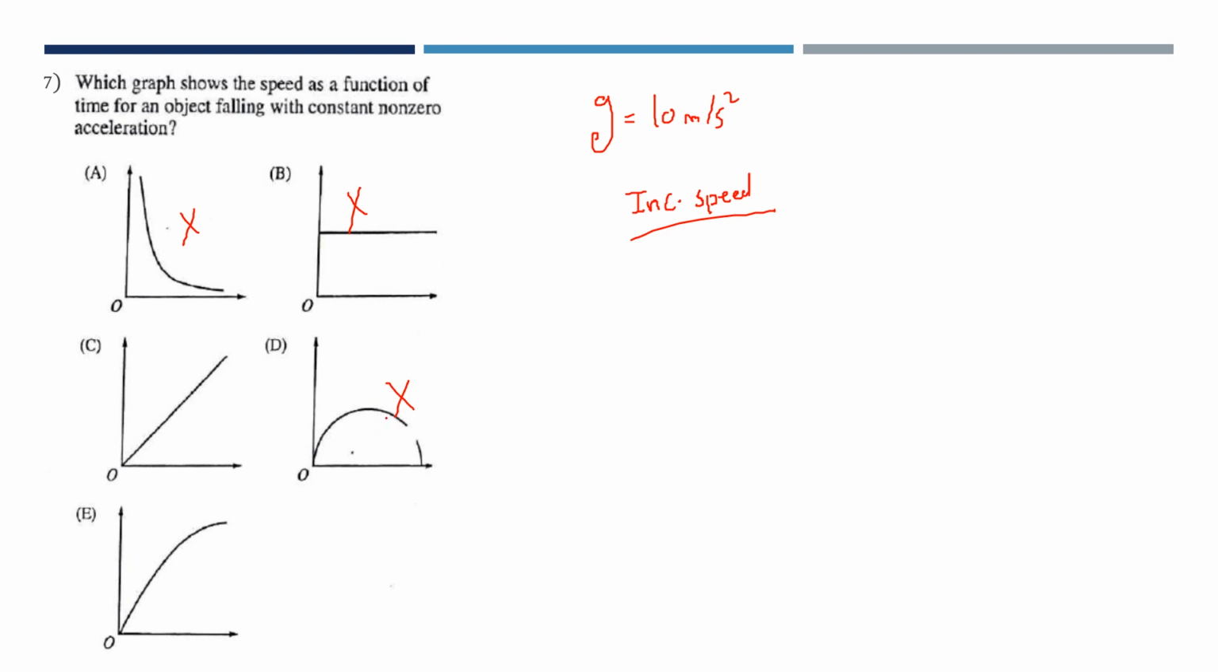C or E, which graph has a constant acceleration? Constant acceleration means constant slope for the speed-time graph. Constant slope goes definitely for the straight line. So choice C is the correct answer. What about choice E? Choice E has a variable slope. The slope at every point is different. So the acceleration for choice E is not constant.